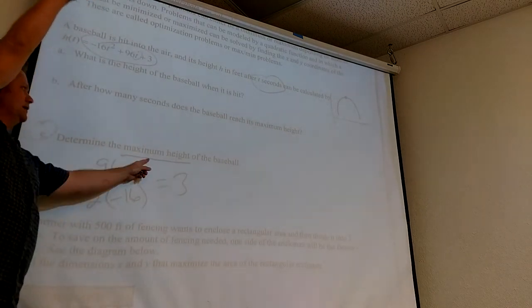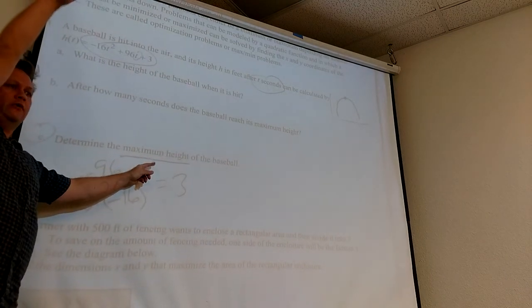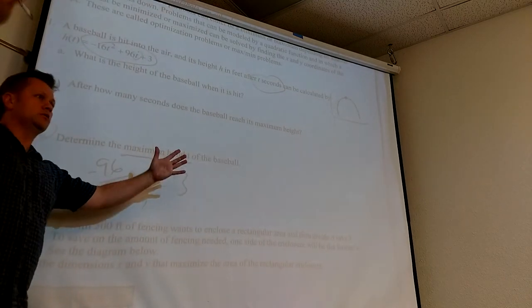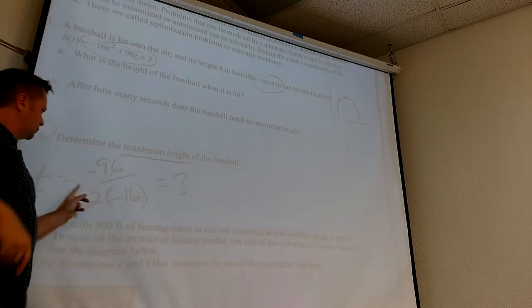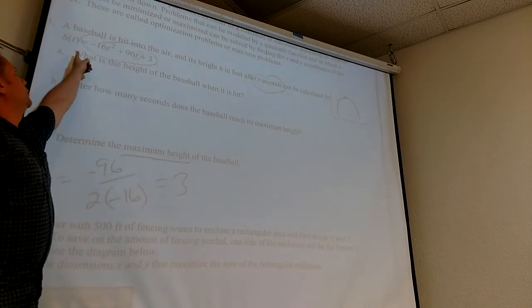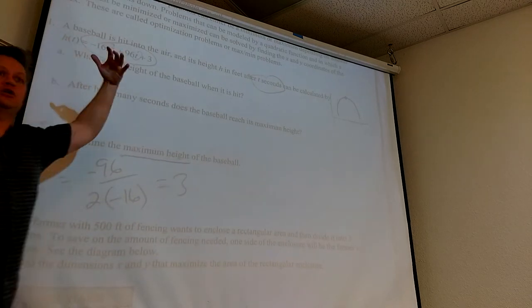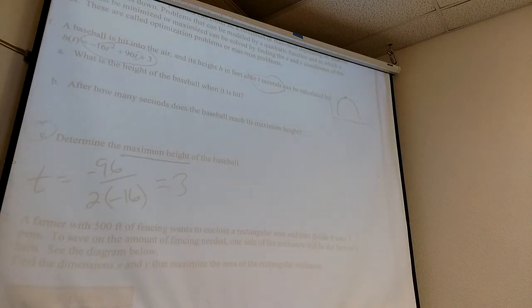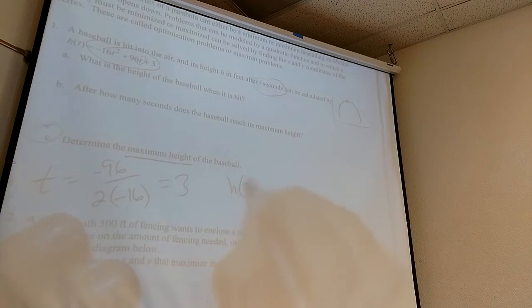Do we know what that height is yet? No. How do I figure out what the height is? Plug 3 in. I love it. This is the input. In this case, the input is t. That's not what they're asking for. They want the output. In this case, the output is h, the height. So just plug a 3 back in. What do you get when you plug a 3 in?